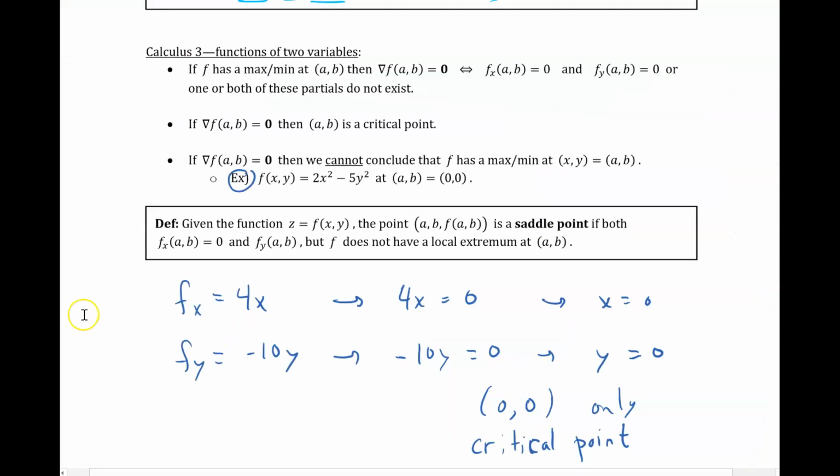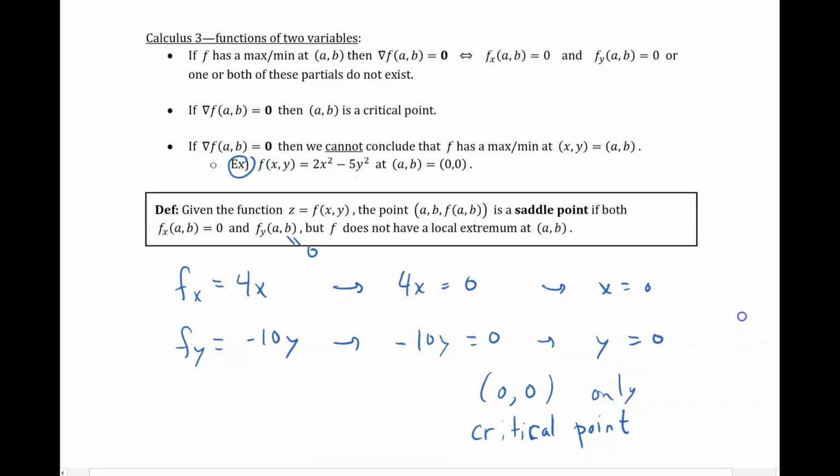Here's the definition of a saddle point, and that's going to be one of the possibilities we're going to encounter. A saddle point is a critical point, meaning both the partial derivatives are equal to 0. Small typo here. This is supposed to equal 0. But the function does not have a local extremum, not a local min or a max.